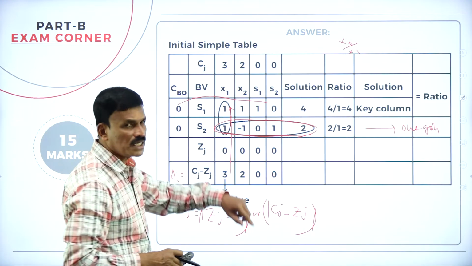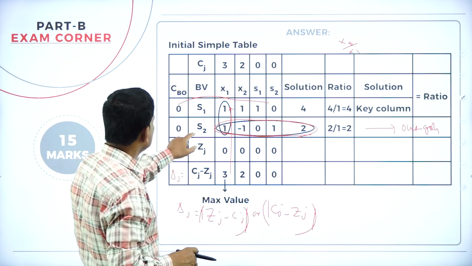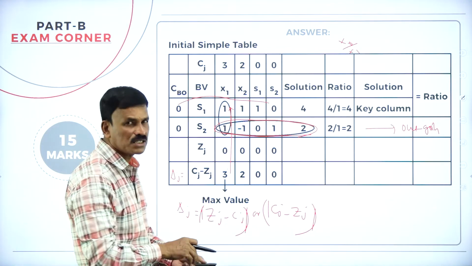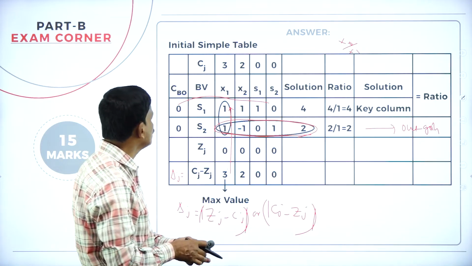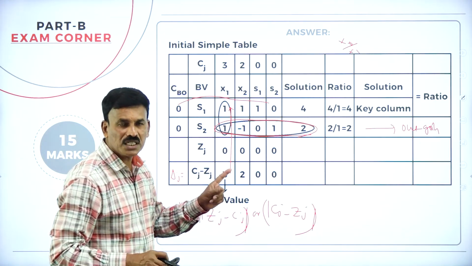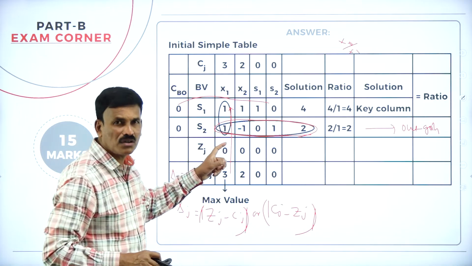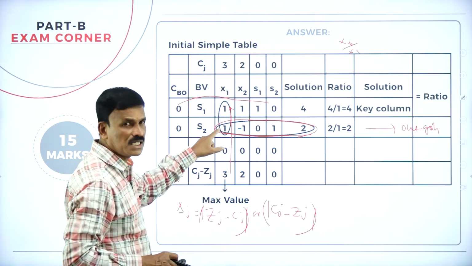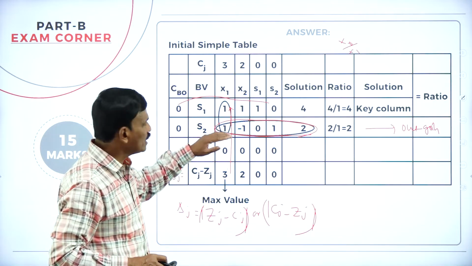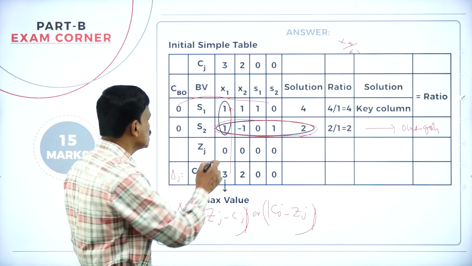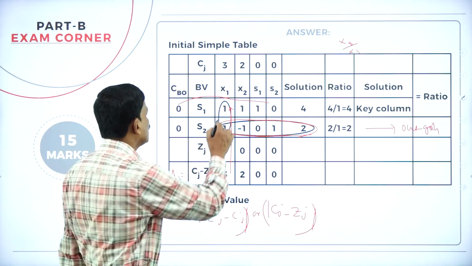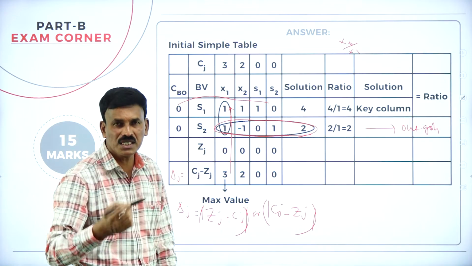Now, in the next iteration table, s2 is replaced by x1. And again, what is the intention? Find out the key element. The intersection of the row and column is called the key element. Here 1 is the key element. This is 1 and the remaining element is 0. Already this is 1, no need to change, and convert this element to 0 in the next iteration.